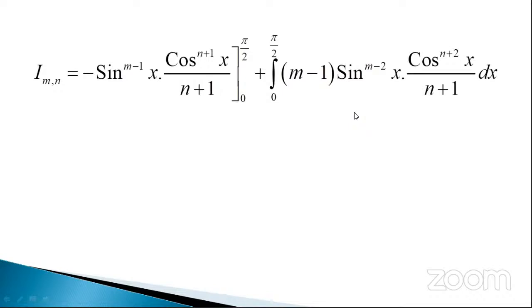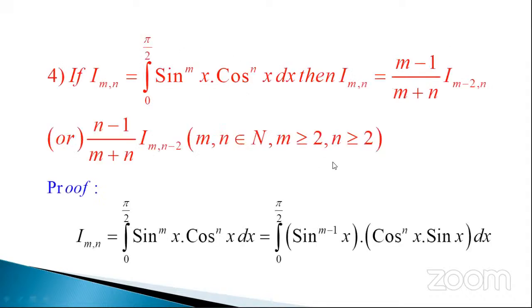Once again, here u is sine to the power of m minus 1 x. V means this one, cos to the power of n x into sine x dx. The derivative of u is m minus 1 into sine to the power of m minus 2 x into cos x. The integration of v is cos to the power of n plus 1 x by n plus 1, whereas the derivative of cos x is minus sine x. That's why we can write like this.